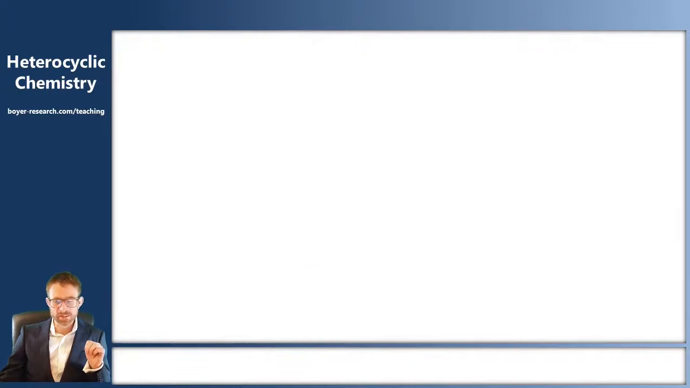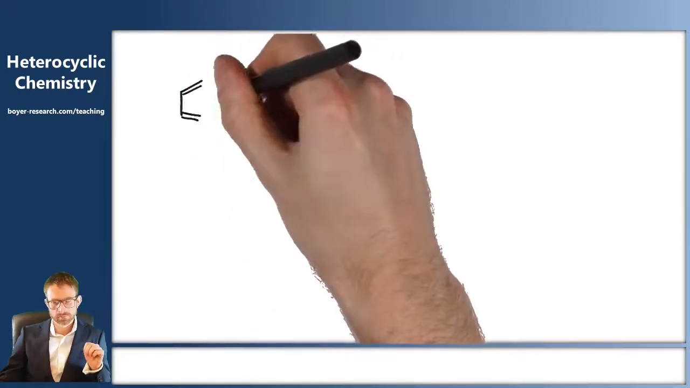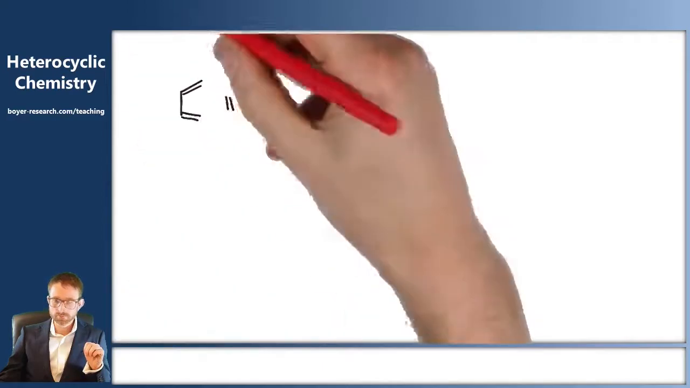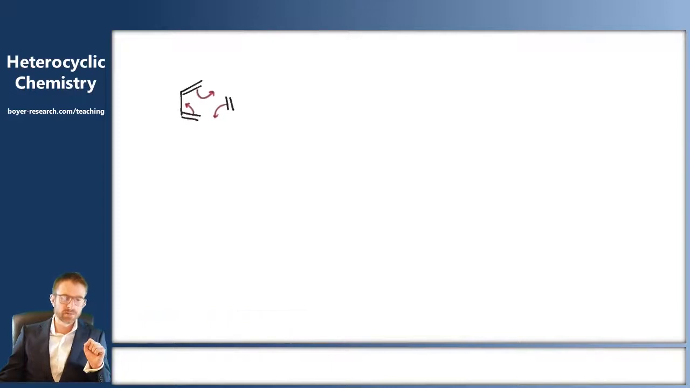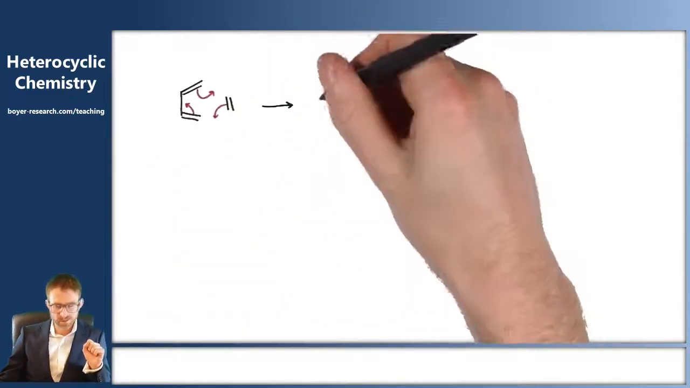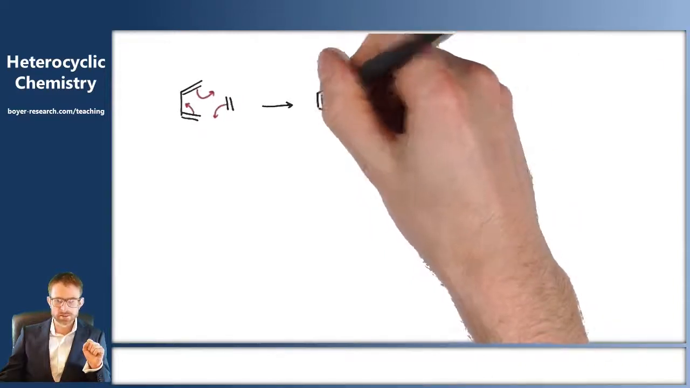If we look at these in a bit more detail, our Diels-Alder reaction is a reaction between a diene and a dienophile. It makes 2 new carbon-carbon bonds.